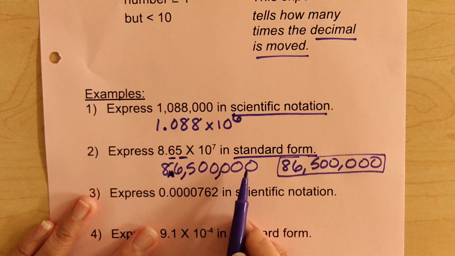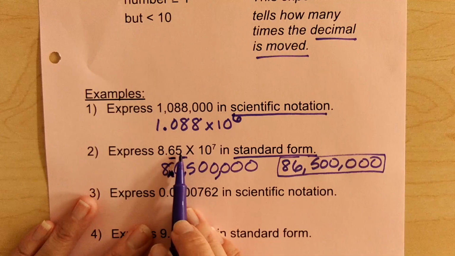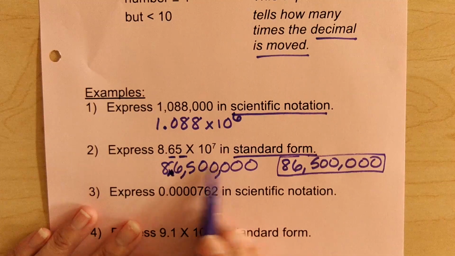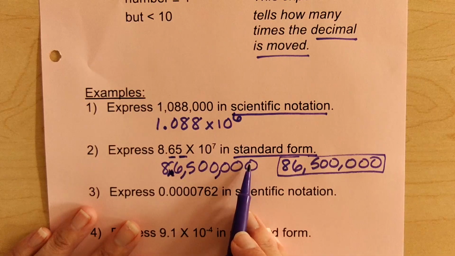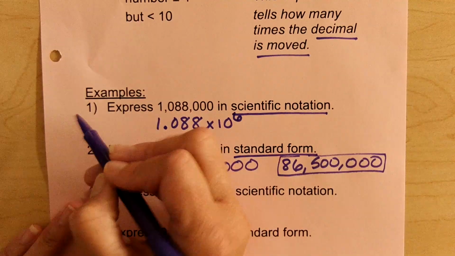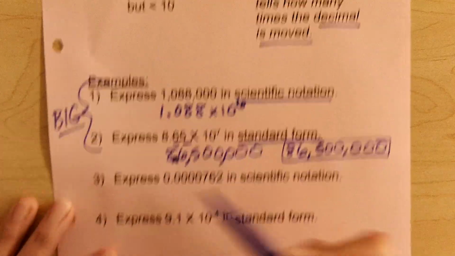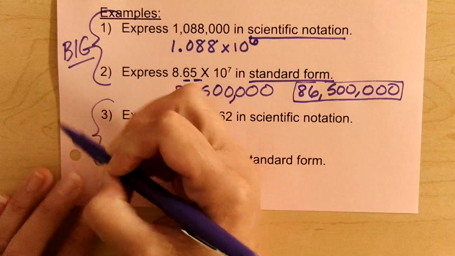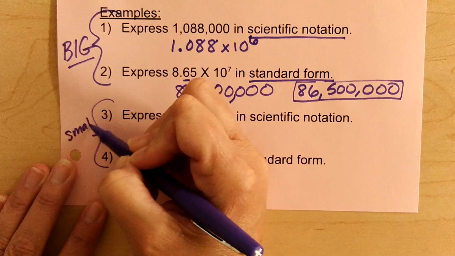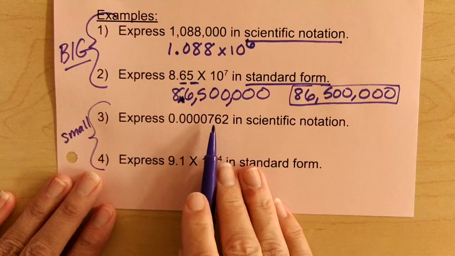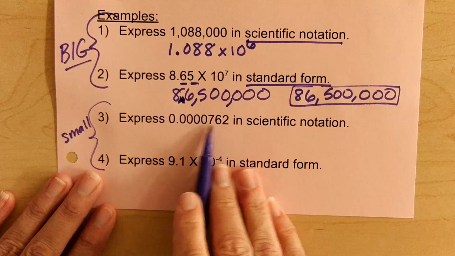So there is our standard form. So count over. I have 2 places. I have to move 7. So that's why I added 5 zeros. So these are the big numbers. And then these 2 are going to be your small numbers. So they have a negative exponent. But it's still starting the same way.